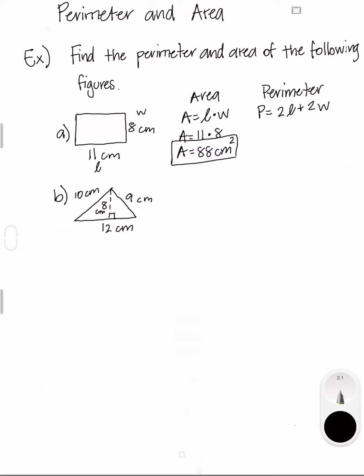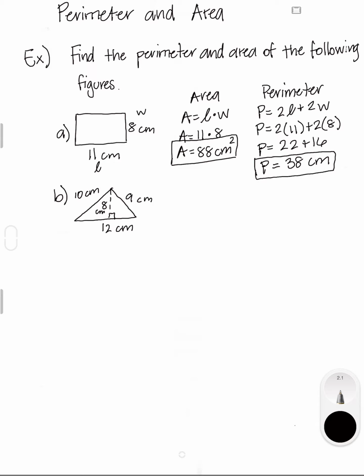So it's centimeters square. Now for the perimeter, we have P equals 2 times 11, which is the length, plus 2 times 8, which is the width. So P equals 22 plus 16, which is 38. And this is going to be centimeters, because we're not multiplying the units by the units. We're only adding. So it's 38 centimeters, and that will be the perimeter of the rectangle.